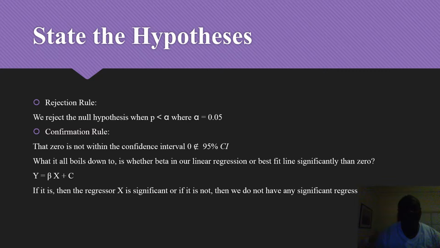What it all boils down to is whether beta in our linear regression, or best fit line, is significantly different from 0. Y equals beta x plus c. If it is, then the regressor x is significant, or if it is not, then we do not have any significant regressors.